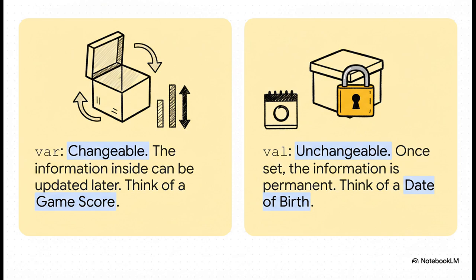A game score is the perfect example, right? It's got to go up, maybe down. That's a var. Then, on the other hand, you have val. Think value. This one is the total opposite. It's unchangeable. Once you set it, it's permanent. It's locked in. A date of birth is a great way to think about it. That never changes. So, simple rule: var for things that change, val for things that stay the same.